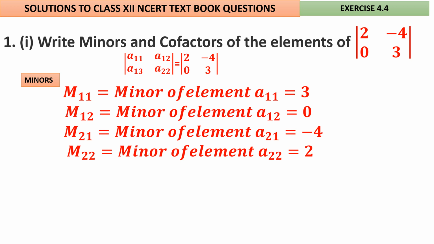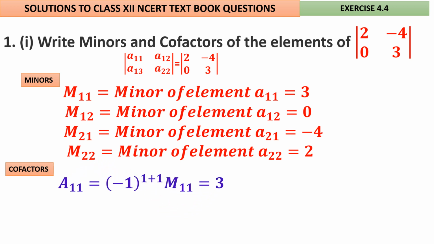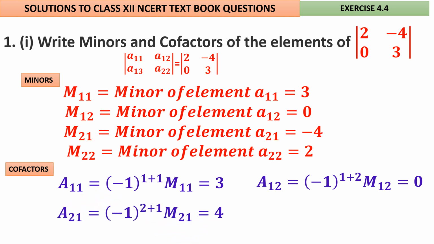It is very simple. Now, if you add the corresponding sign to it, you will get the cofactor. For M11, it will be positive, therefore 3. For A12, it will be negative, but there is already 0 there, therefore it is 0. A21, once again positive, because minus into minus is positive.